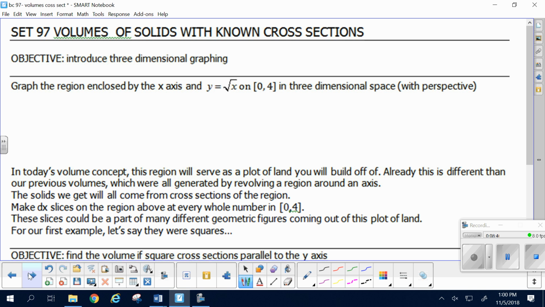And boom, I just invented the 3D printer, but I didn't. So I wish I would have. If I would have thought about that, I would have made a billion, gazillion dollars. But that is the idea of today's lesson: copied cross-sections, or volume by known cross-sections.